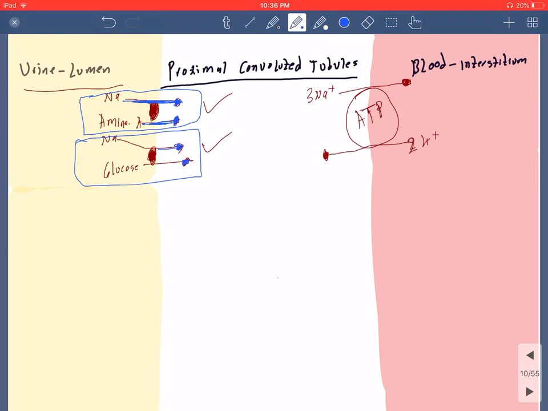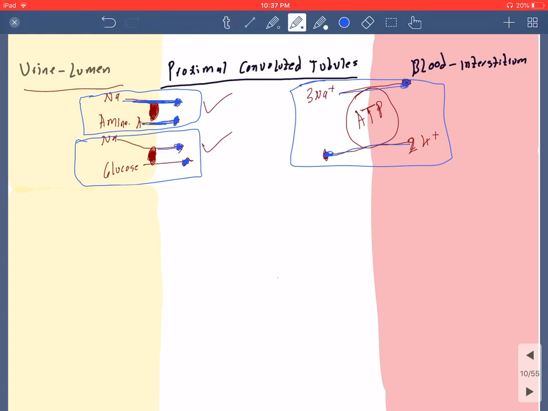Now we might be wondering, how come we keep having sodium? It's only so much sodium that a proximal convoluted tubule should be able to take. But if we go back to this side where we have the blood, the interstitium side, we're going to see that we have this pump. This is a sodium potassium pump. And we're going to see that for every two potassium that we have coming back into the cell, we are able to pump out 3 sodium ions.